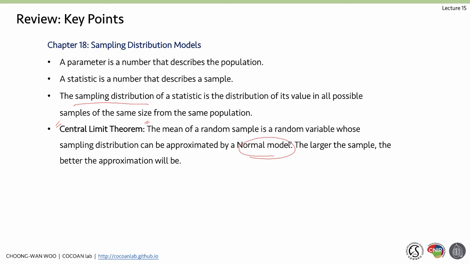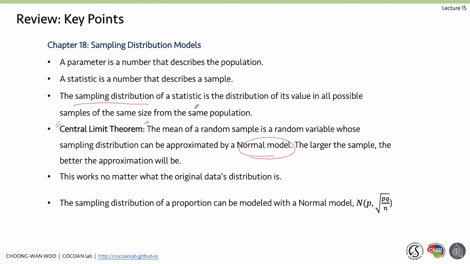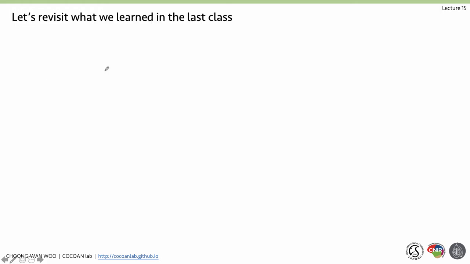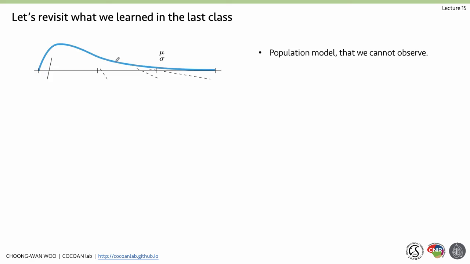And the larger the sample, the better the approximation will be. And this works no matter what the original data distribution is. The sampling distribution of a proportion can be modeled with a normal model with mean p and standard deviation square root of pq divided by n. And the sampling distribution of a mean can be modeled with a normal model with mean mu and standard deviation divided by square root of n. So let's revisit what we learned in the last lecture.